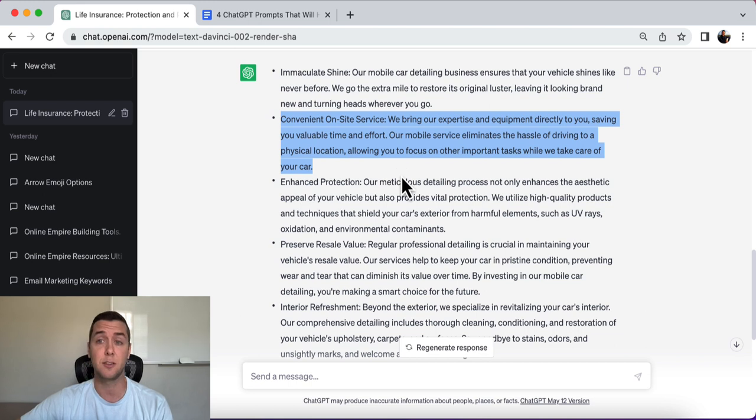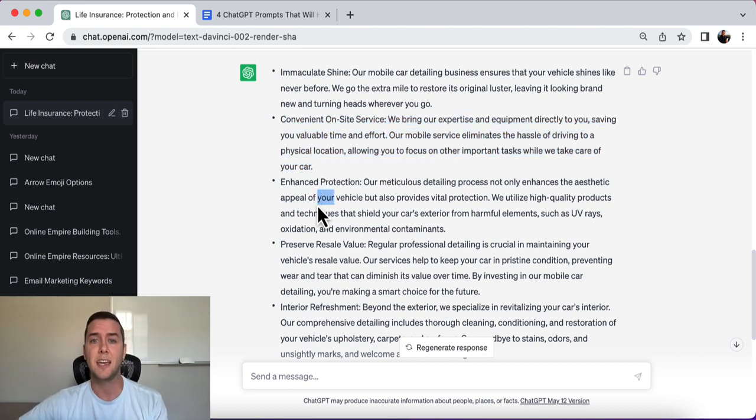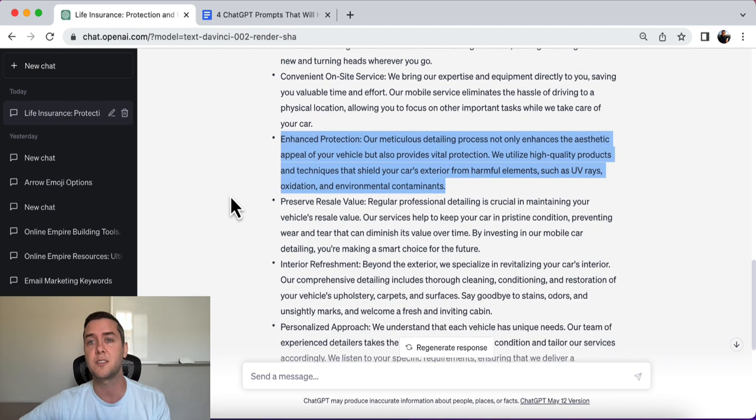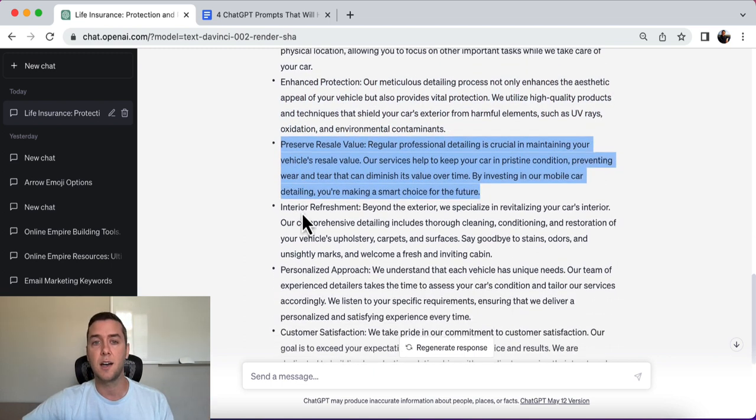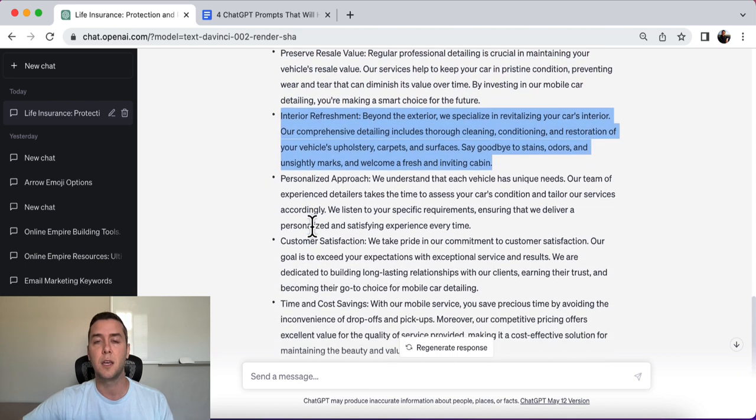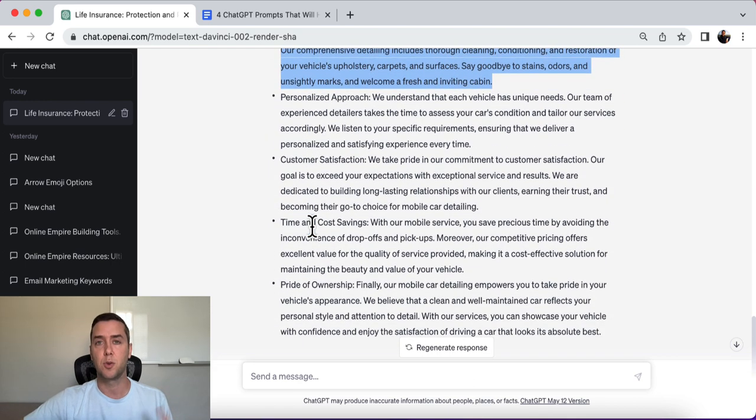Our mobile service eliminates the hassle of driving to a physical location, allowing you to focus on other important tasks. Enhanced protection. Our meticulous detailing process not only enhances the aesthetic appeal of your vehicle, but it also provides vital protection. We utilize high quality products and techniques that shield your car's exteriors from harmful elements such as UV rays, oxidation, and environmental contaminants. Okay, and then it goes on and on, right? All these different benefits of your actual product and your services, right?